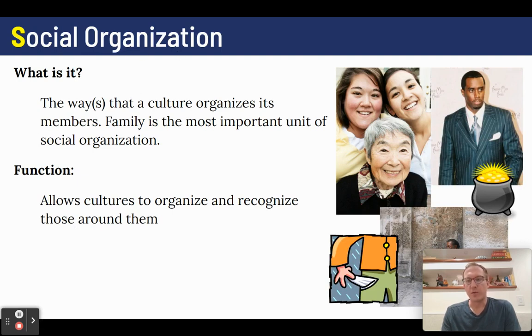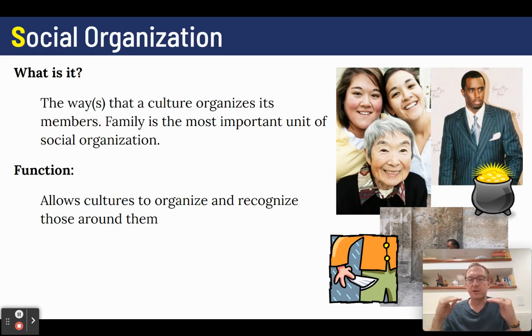What is it? Well, it's the way that a culture organizes its members. It's kind of how do you determine who's more towards the top of the social hierarchy and who's more towards the bottom. Now, family is the most important unit of social organization, and you have a variety of ways of even organizing those families. Some cultures are more patriarchal, which means the male or the father is in charge of the family. Some are more matriarchal, where the mother is in charge of the family.